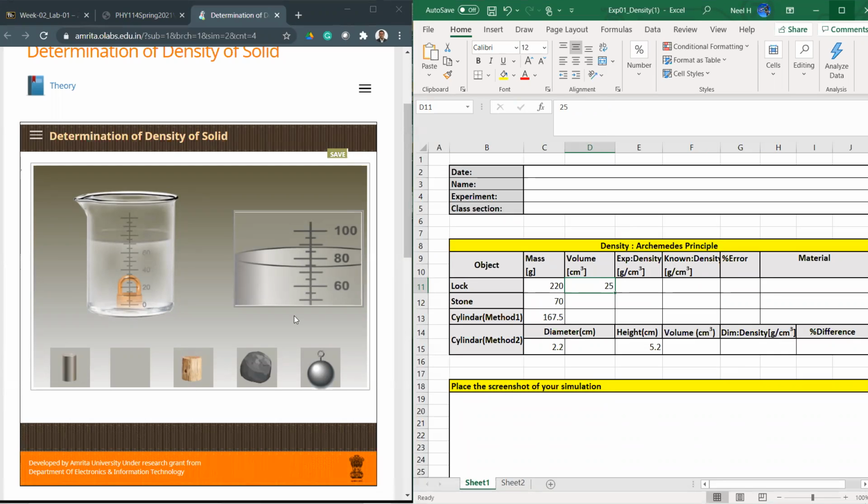Okay, then let's continue. Then I want to measure a stone. You can just click on the stone, then the padlock is going to come out, the stone goes in. The starting level of the water in the simulator is always the same, it's not going to change. So now it is again 75 minus 50. In terms of volume, it's the same, 25 cubic centimeters.